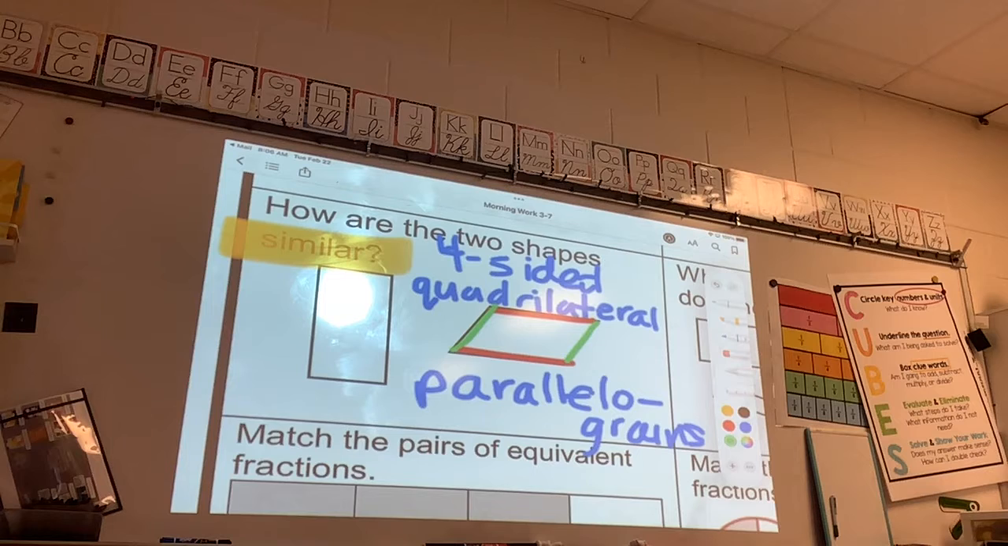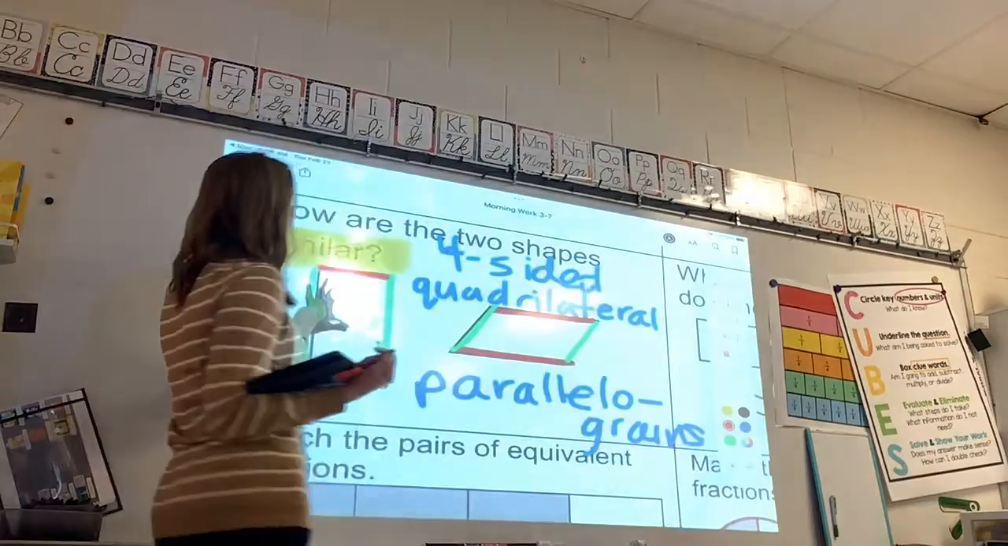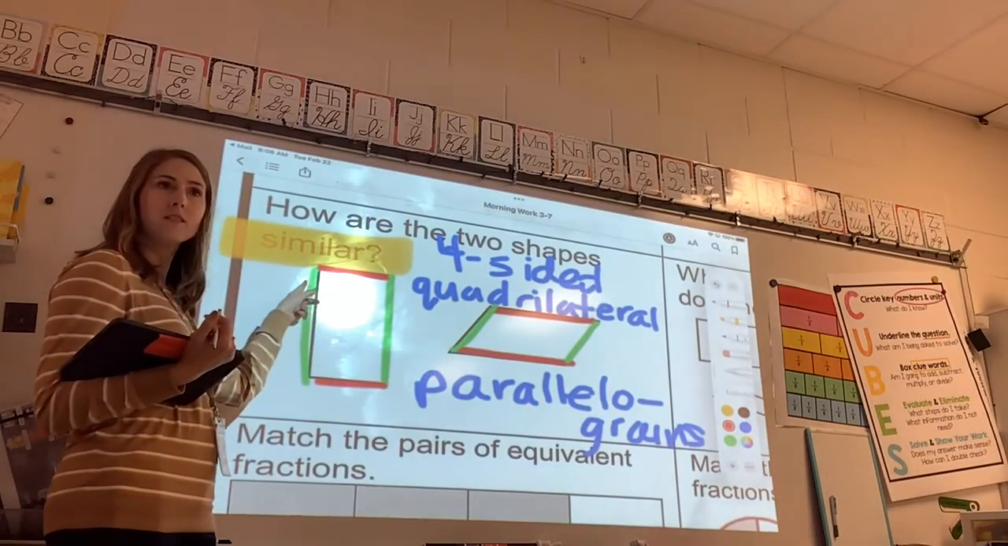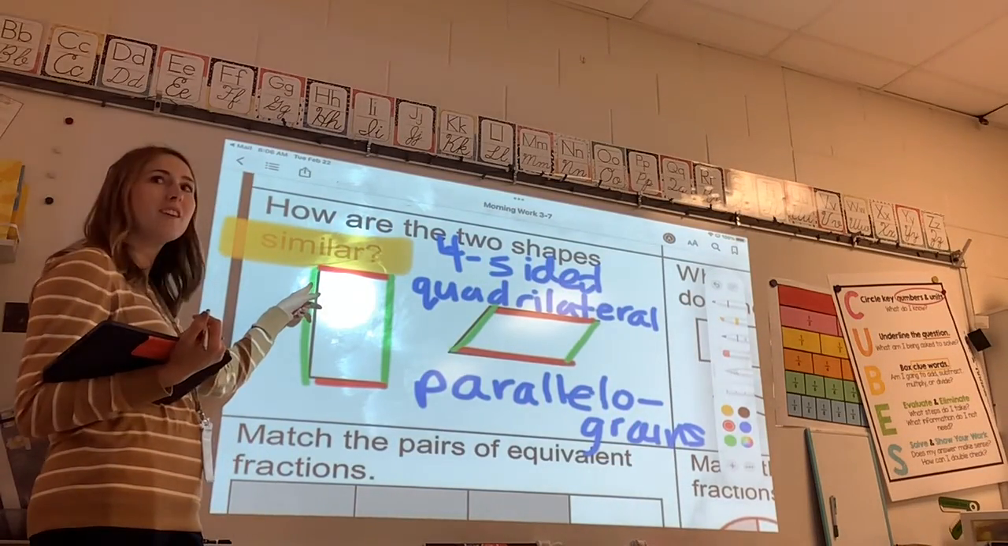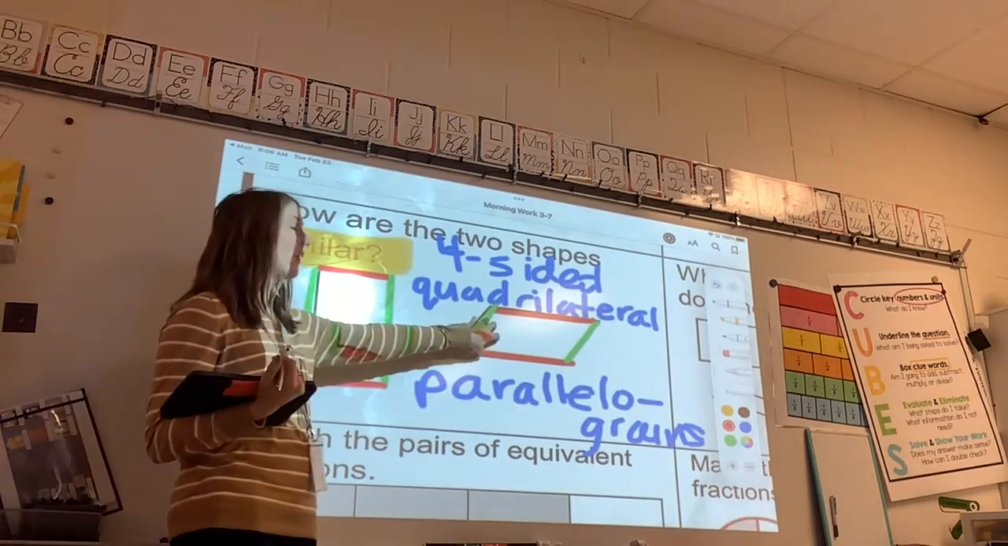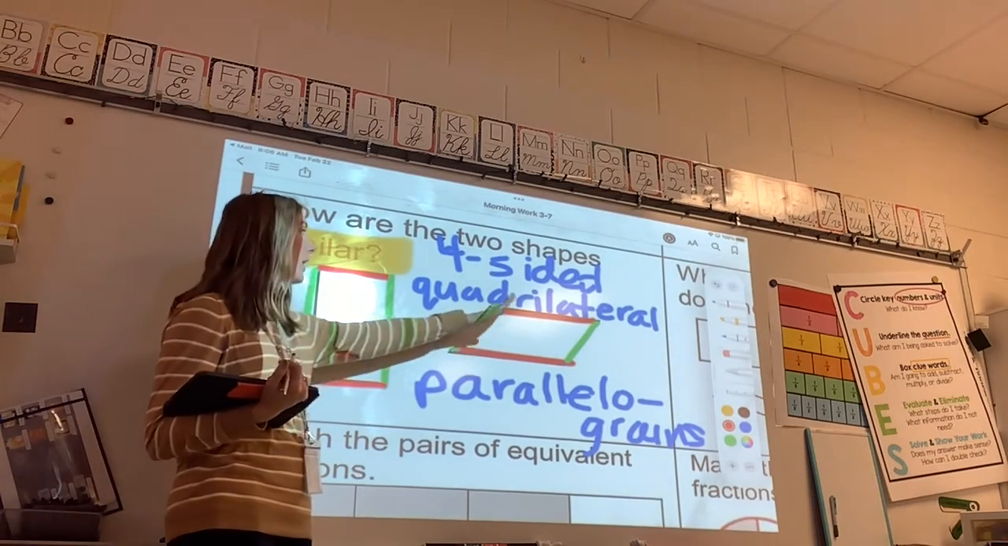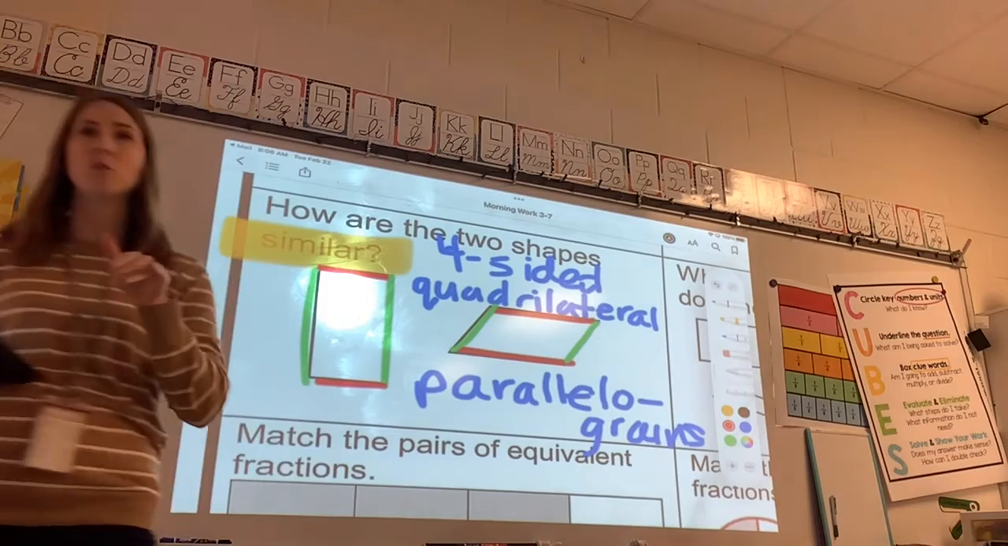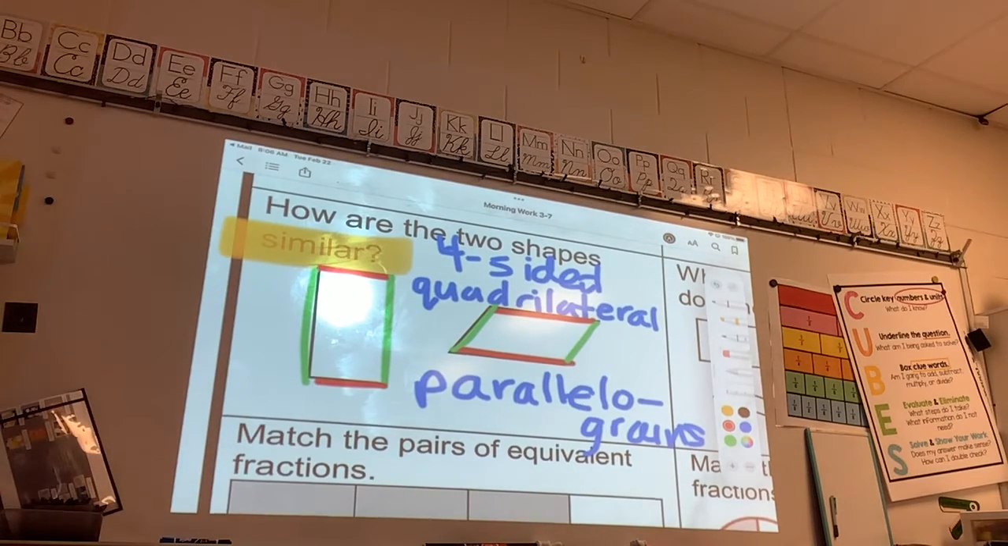Well, let's look at the rectangle. Will those ever touch? No. Will those ever touch? Yes. Well, they won't either. So the only difference between these two shapes is that the rectangle has square corners, or right angles, whereas the parallelogram does not. It has acute and obtuse angles, which we'll talk about more in the next couple of weeks. And you can also say 4 corners. You just wouldn't say that they have the same corners.